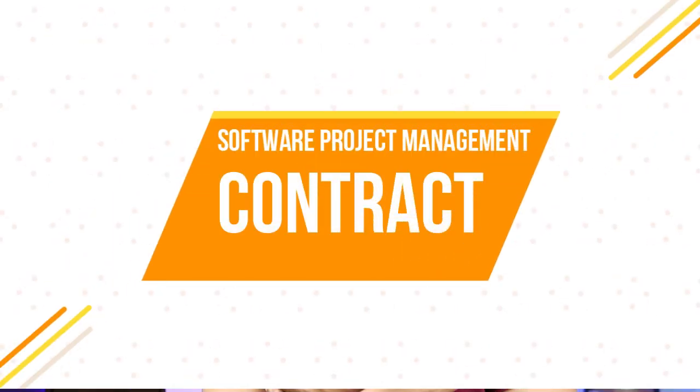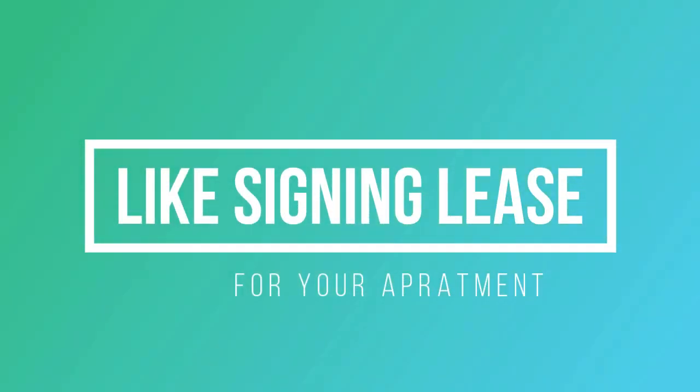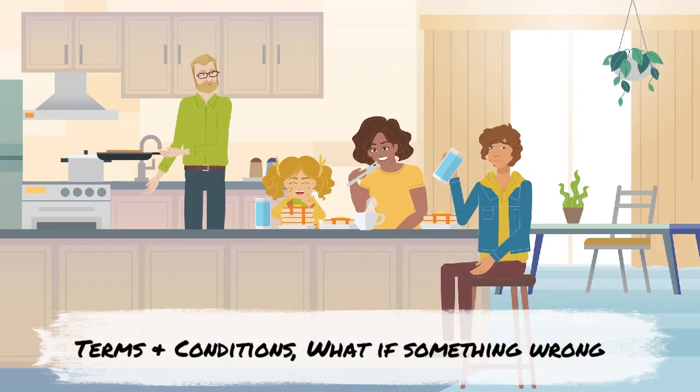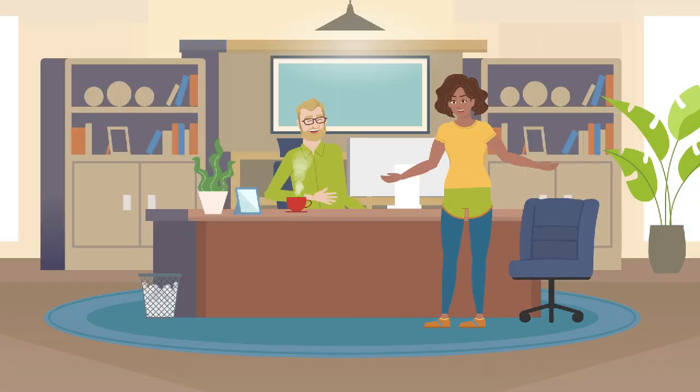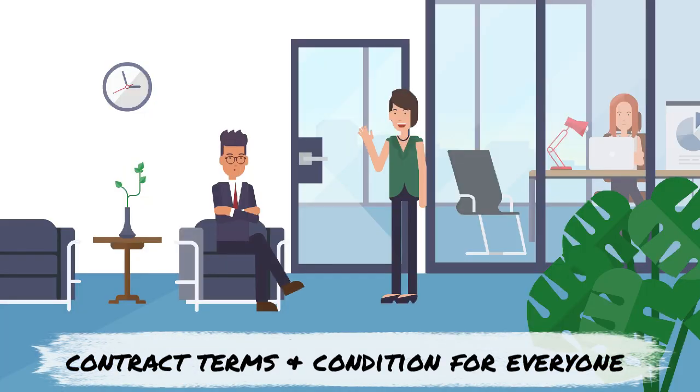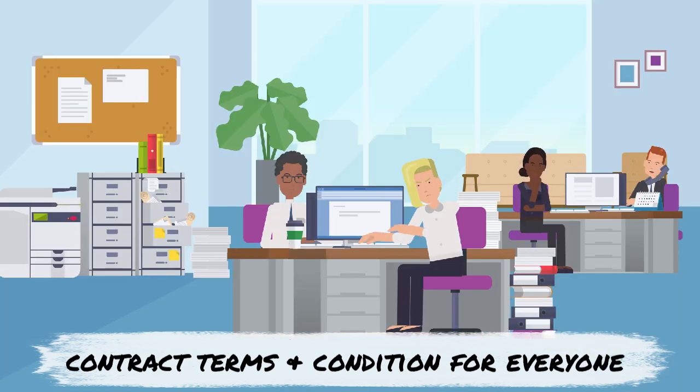So let's get started. First things first, what is contract management? Well, contract management is all about managing a contract from creation till closure of the project. You can think of it as the backbone of all your project's rules and regulations. Imagine you're signing a lease for an apartment. You need to know the terms, your responsibility, and what happens if things go south. Similarly, in a software project, you need to manage contract terms to ensure everyone sticks to the agreement, including the client.